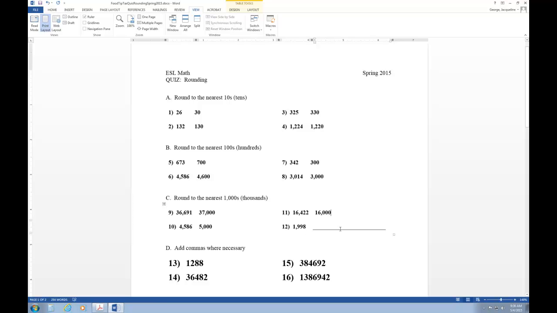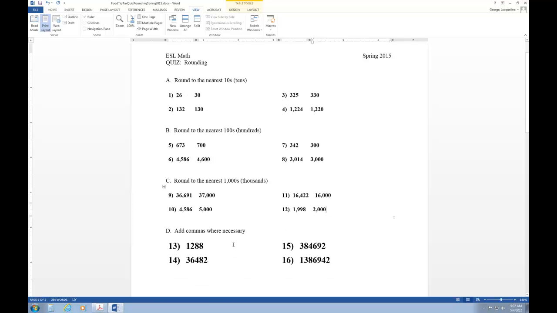And this last one here, number 12, 1,998. I'm going to look at the hundreds column with the 9 and the thousands column. This 9, of course, is over 5, which means I need to add 1 to the thousands column, and that makes it, oops, sorry, 2,000. And notice that 1,998 is closer to 2,000 than it is to 1,000.